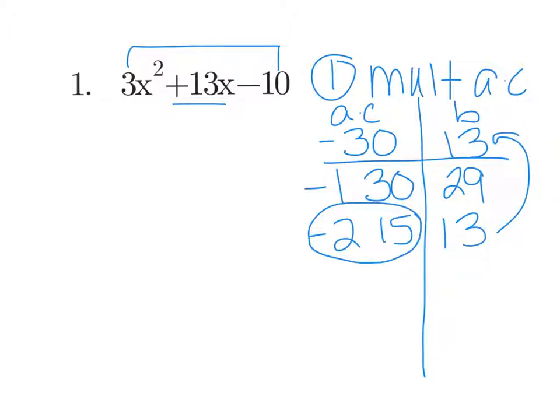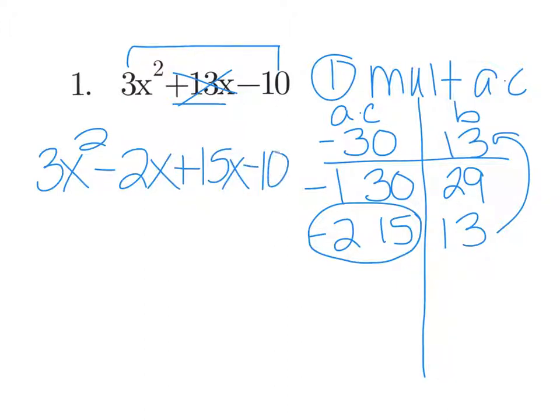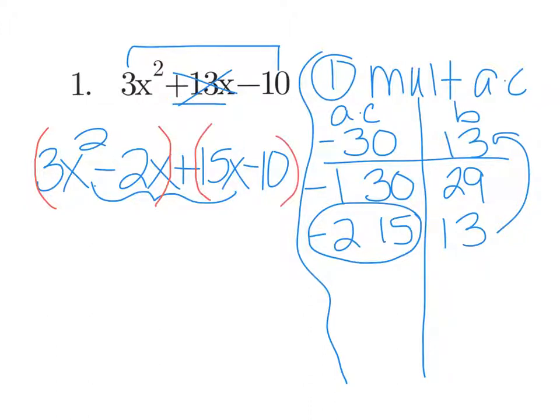So what we're going to do is rewrite. I have 3x squared. Now instead of the 13x, I am going to put the 2 terms that I had. I'm going to replace the 13 because negative 2x plus 15x is 13x. So I really didn't change the problem, I just changed factors. Now we are going to group. Make sure this plus sign stays in between the parentheses. And what we're going to do is factor out what they have in common.